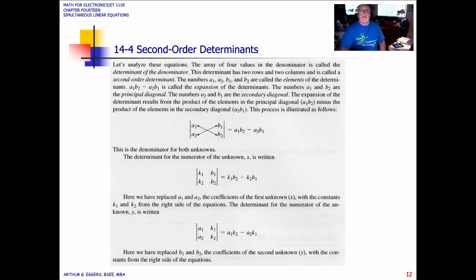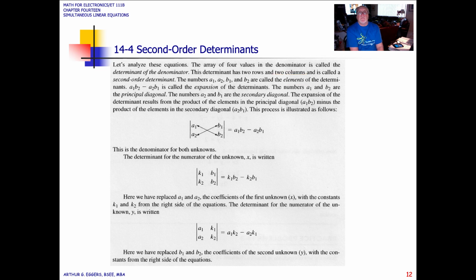So in analyzing these equations, the array of four variables in the denominator is called the determinant of the denominator. The determinant then has two rows and two columns and is called a second order determinant. The numbers A1, A2, B1, and B2 are called the elements of the determinant. So when we decompose the arrays into these products, this difference of products, A1, B2 minus A2, B1 is called the expansion of the determinant.